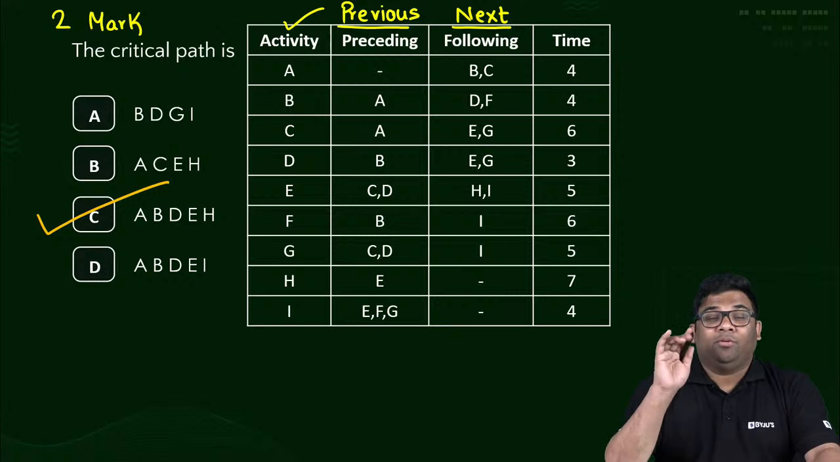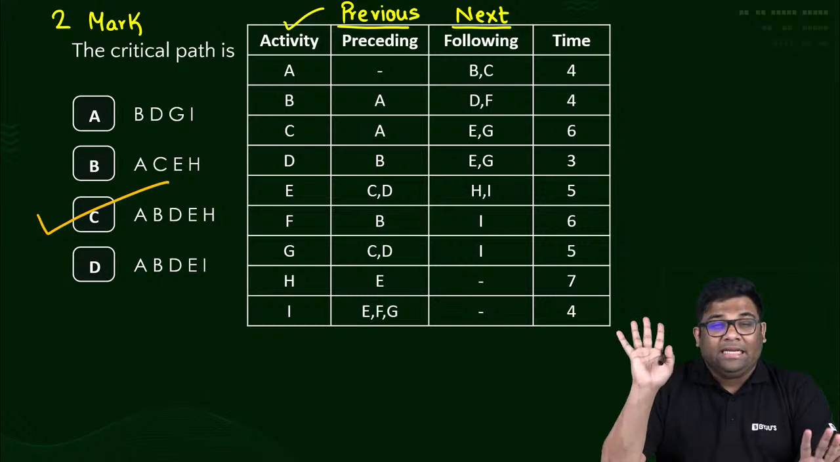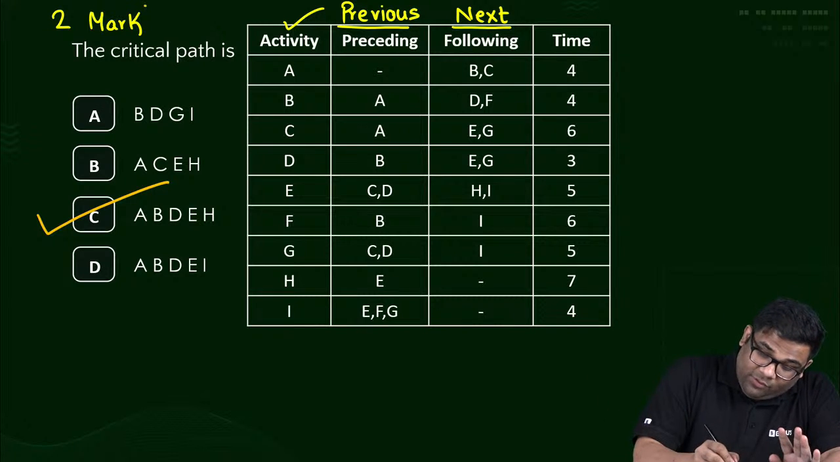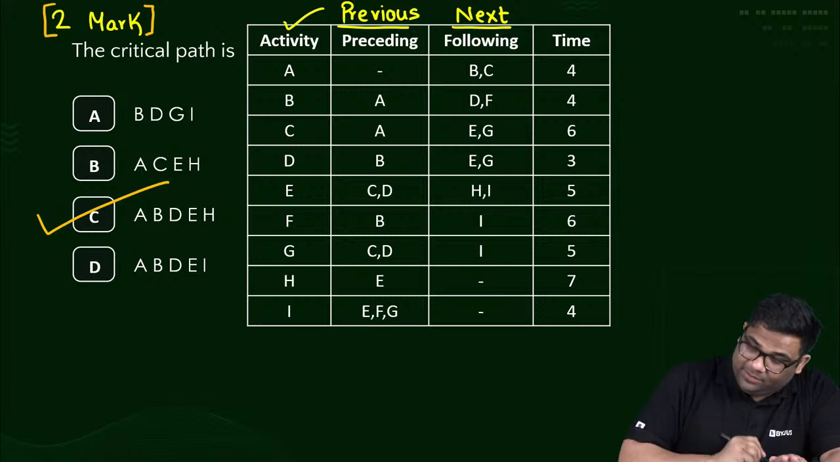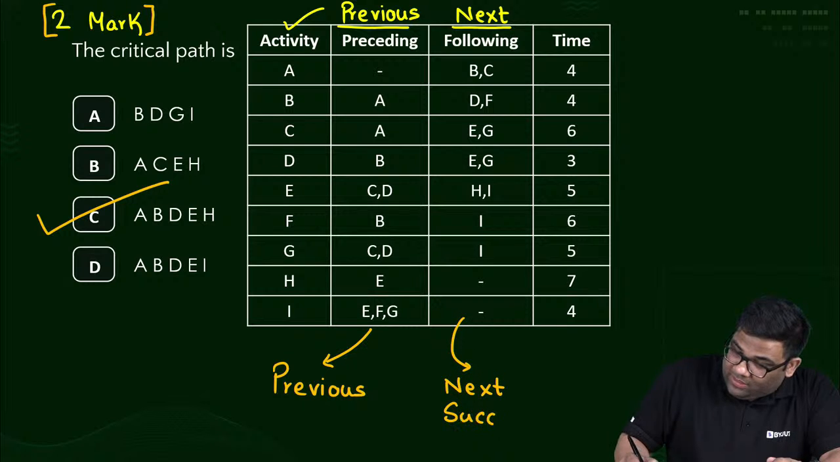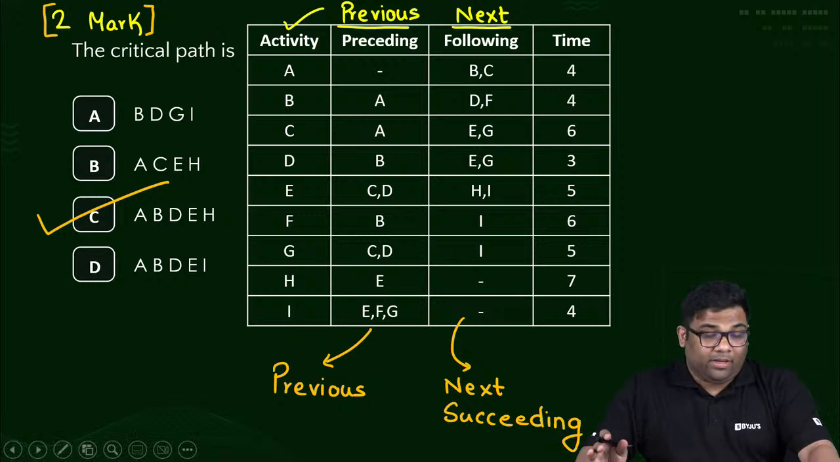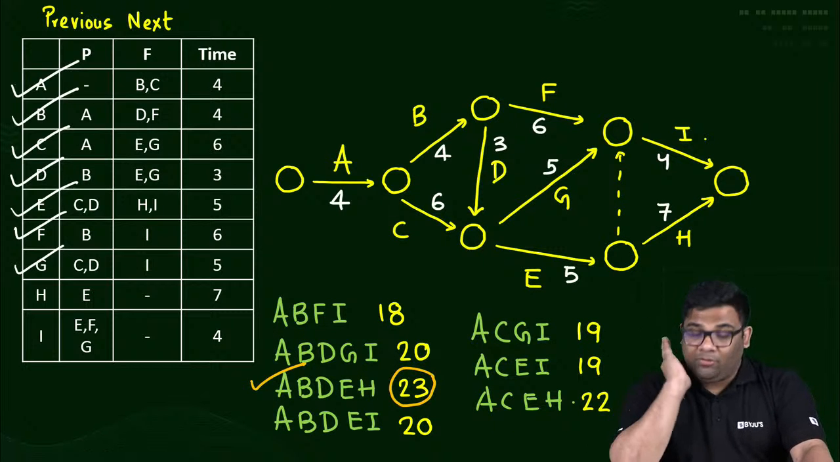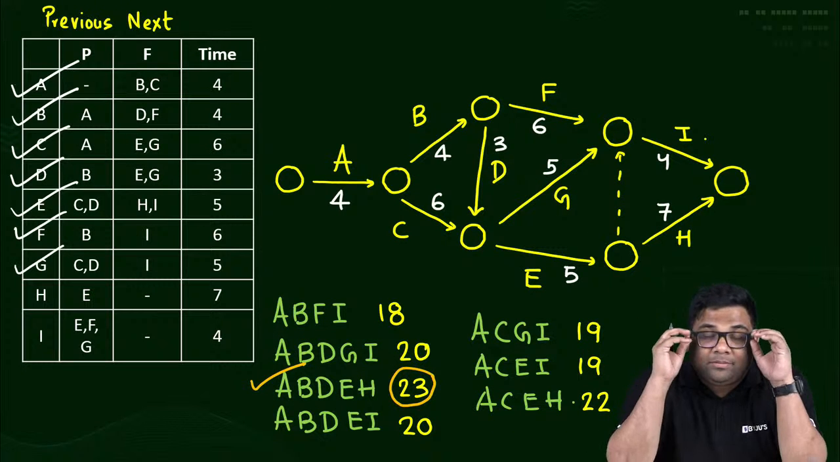Understood? Now, this question will be a typical 2-mark question in the GATE. You see, it is not tough. You have to be a little smart. Preceding means previous. Following means next. Or they can write succeeding also, whatever the spelling, might be wrong spelling, no problem. Understood, everyone? Any doubt in this type of question?